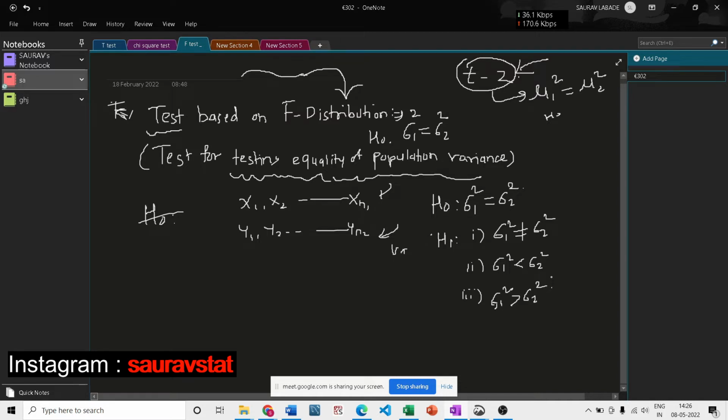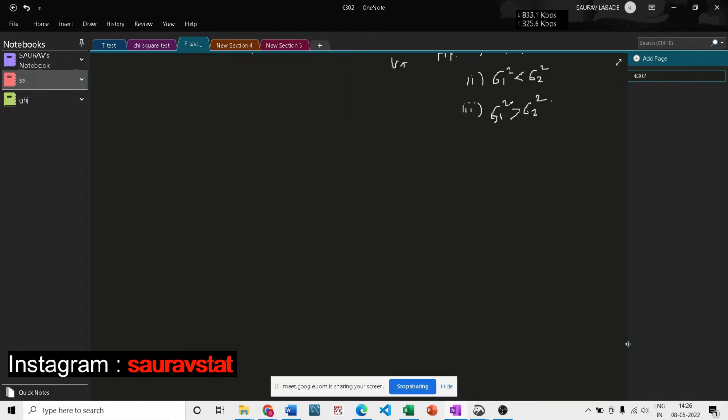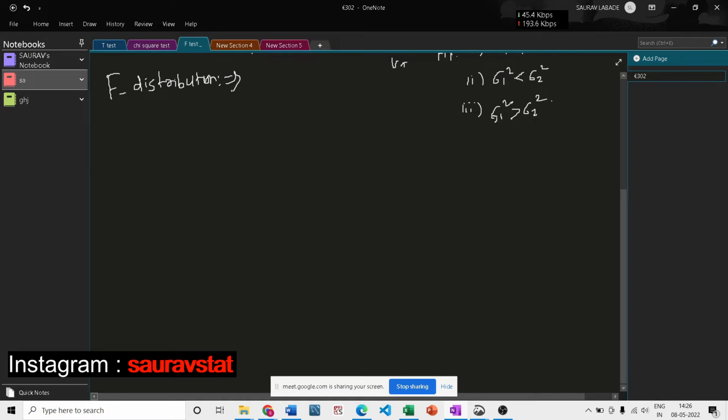Now understand the meaning of the F distribution. As we discussed, lots of distributions are there. There is another continuous distribution, which is called the F distribution. So what is this F distribution? There is one definition of it. The F distribution is the ratio of two chi-square variables.